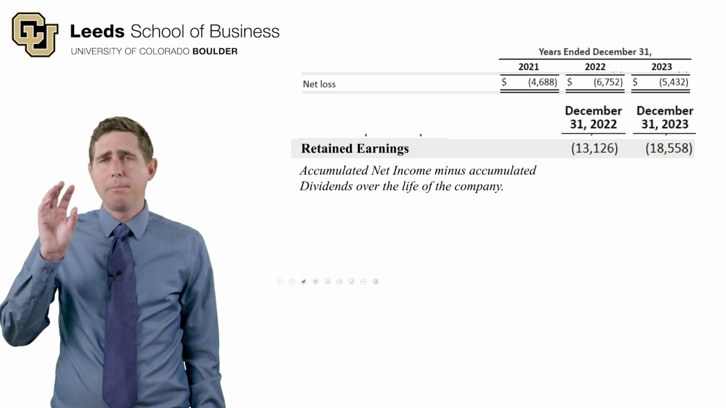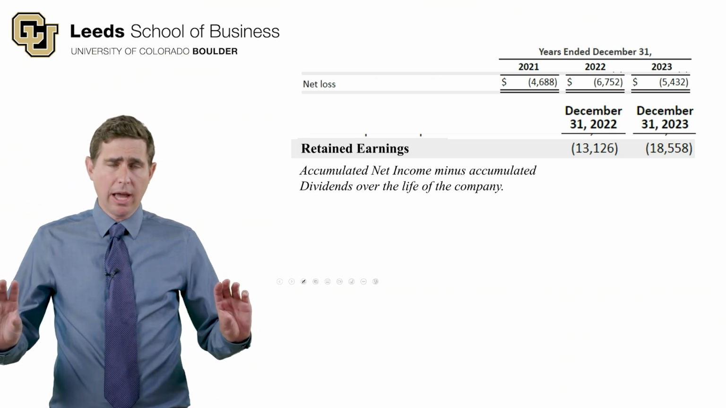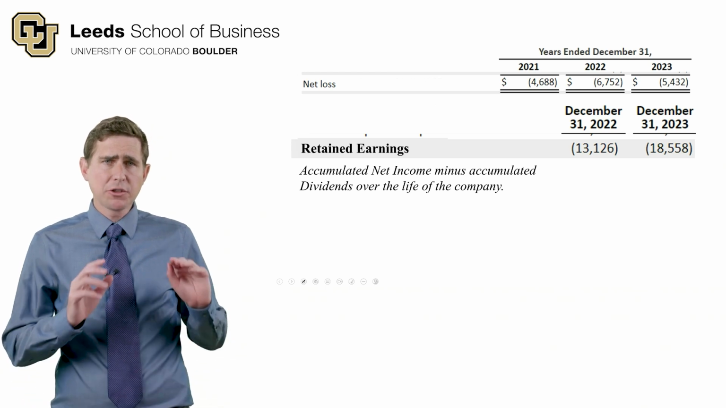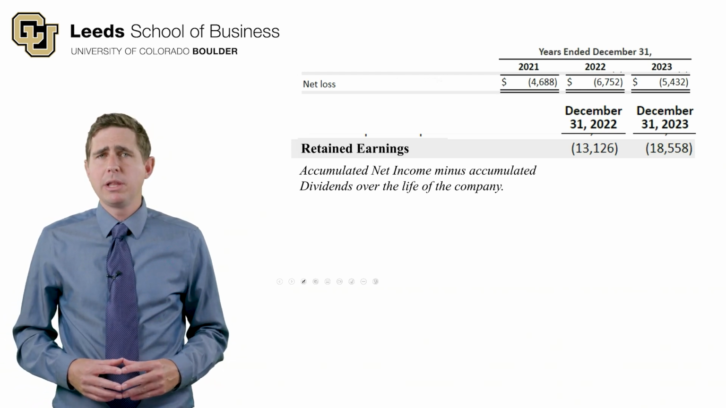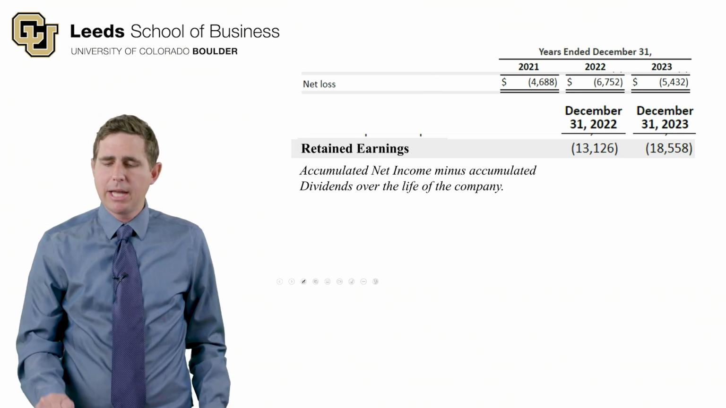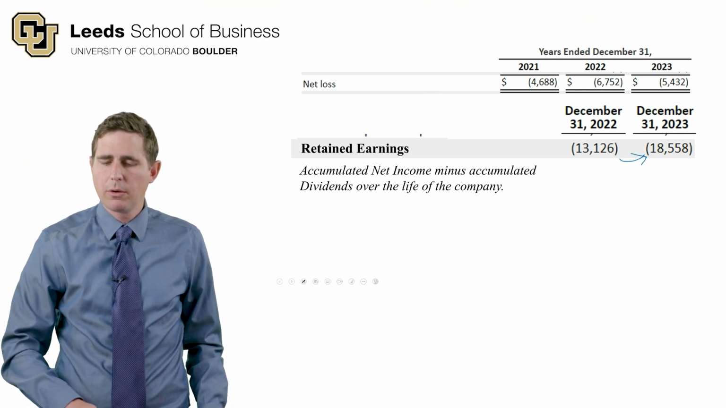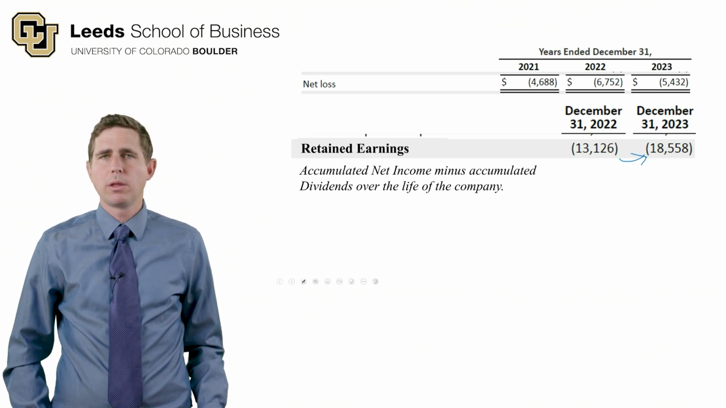So now I've got the bottom line of the income statement, which is their net loss, and one of the equity accounts called retained earnings. I've also put the definition of retained earnings. It's accumulated net income minus accumulated dividends over the life of the company. And rather than the life of the company, I just want to know what happened this year, okay? What happened between December 31st, 2022 and December 31st, 2023?